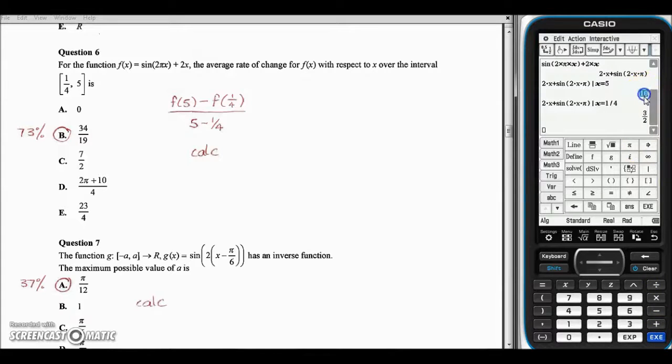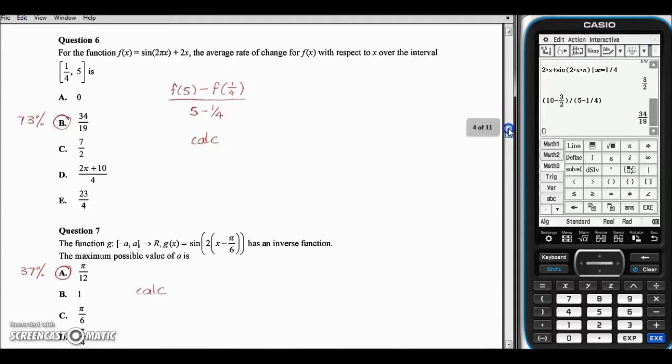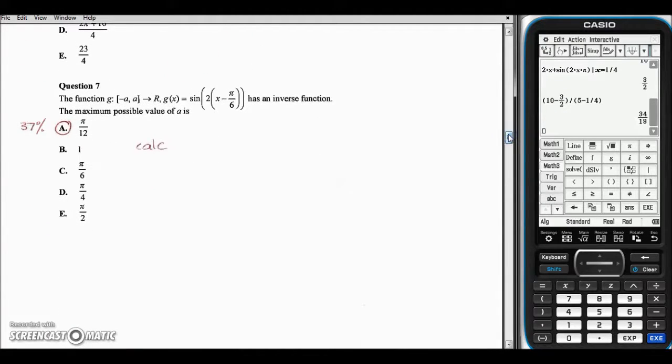So 10 minus 3 on 2, divided by 5 minus a quarter. We should probably put that in brackets. So 10 minus 3 halves, divided by 5 minus a quarter, gives us the answer, which is 34 on 19.